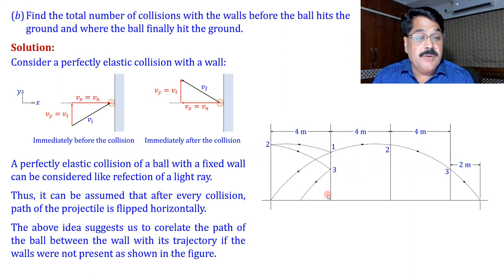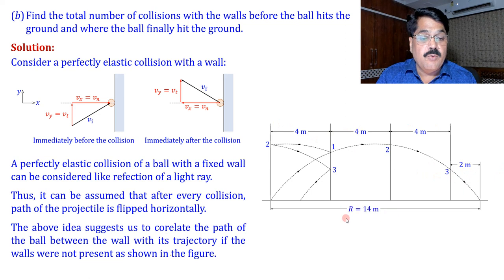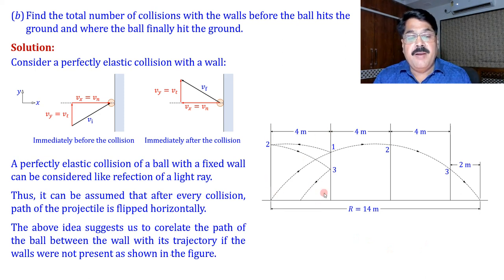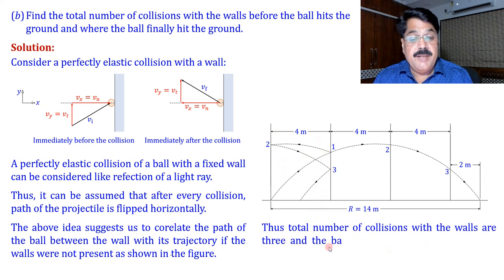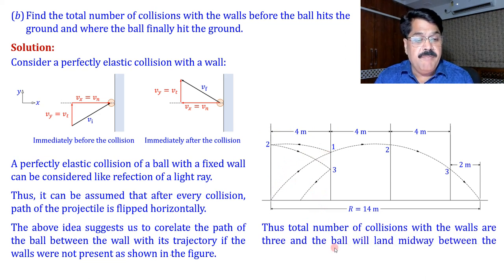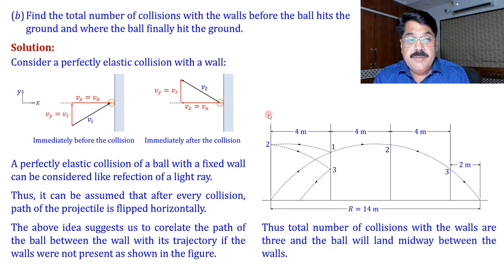You can see that the remaining distances are 2 meters, 4 meters, 4 meters, 4 meters, and the total distance is 40. Up to here it is 12, so it will be 2. So the ball will land on the ground 2 meters away from the opposite wall, or the distance is 4 meters, so 2 meters from either wall, or you can say at the middle point between the walls. Thus, the total number of collisions with the walls is 3, and the ball will land midway between the walls. That is a very simple idea. Actually, this is how we have made the concept of reflection here.